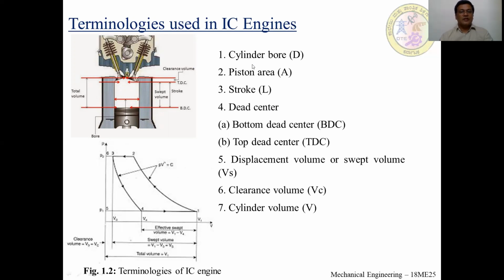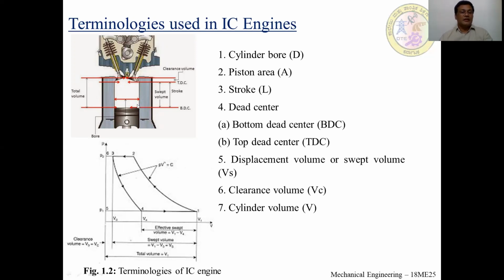So we'll try to understand one by one. First, we'll take cylinder bore. Cylinder bore means the inner diameter of the cylinder. It is denoted by D. And the next one is the piston area. This is the piston, and the piston is circular, so the surface area is calculated by the simple relation, A equals pi D square by 4.